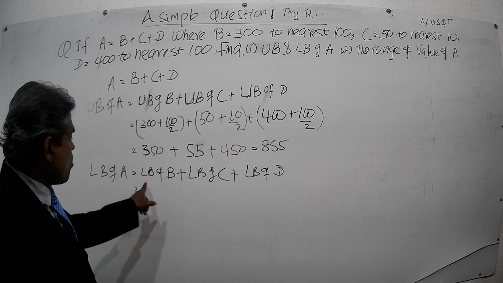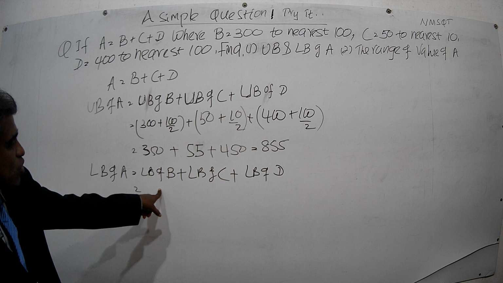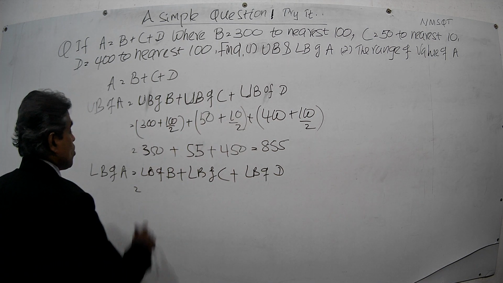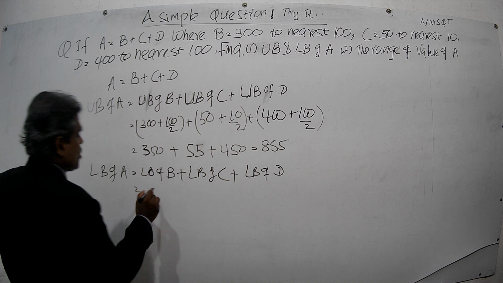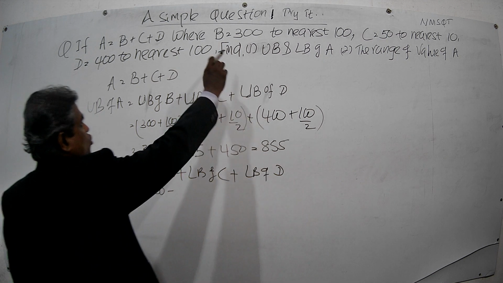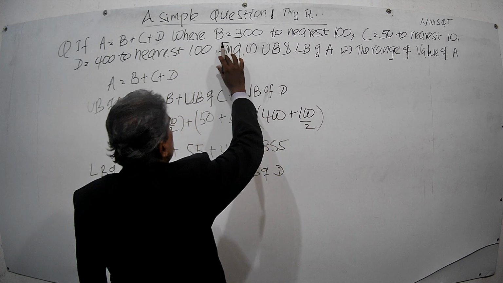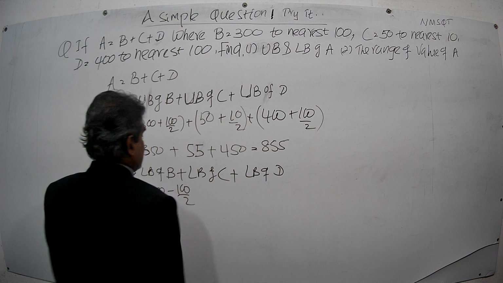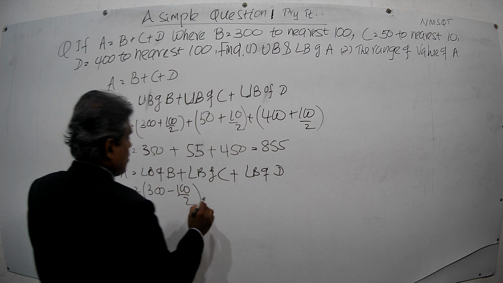Now get the lower bound of B. The lower bound of B is the lower bound of a single corrected value, that is corrected value minus degree of accuracy over 2. What is the corrected value of B? That is 300. Then minus degree of accuracy over 2. What is its degree of accuracy? The degree of accuracy of the value of B is 100, divided by 2. Right, then plus.